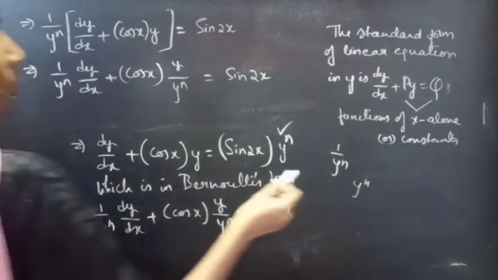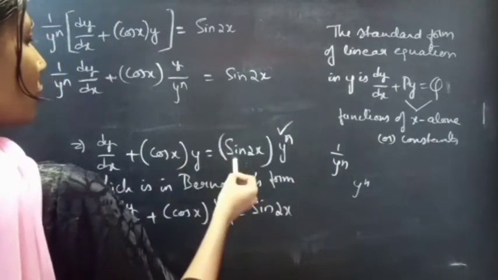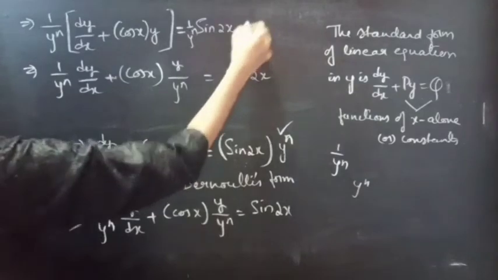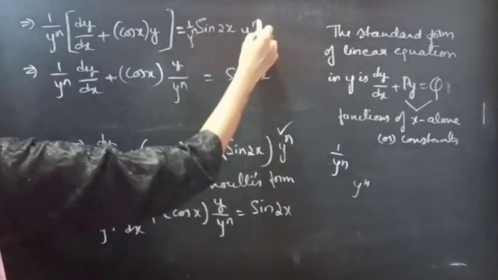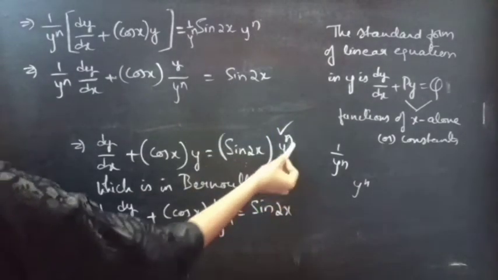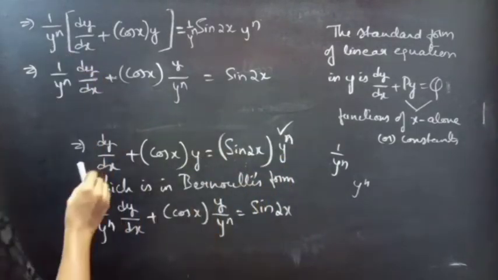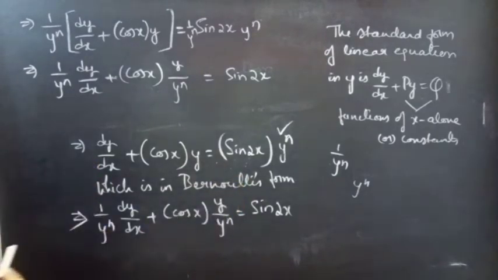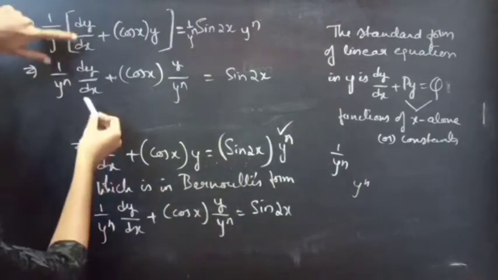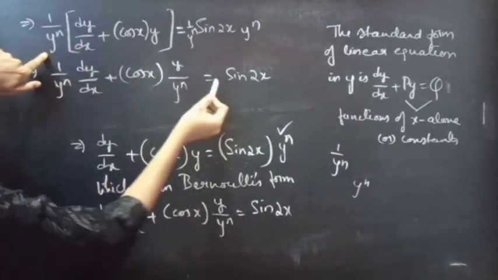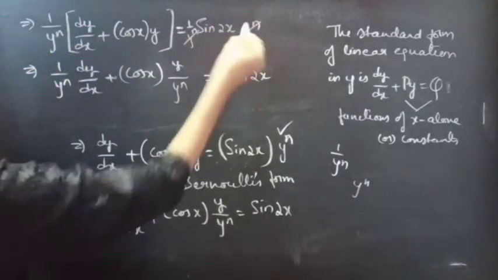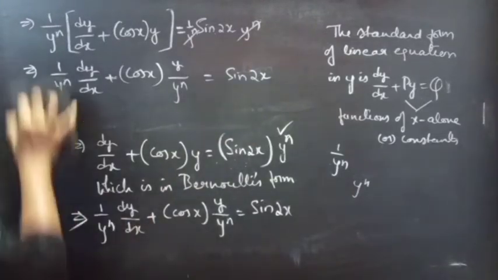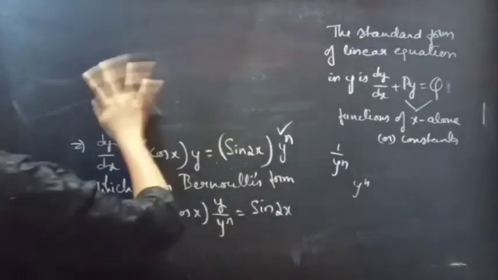Fine. Now, what happens if we multiply both sides of the Bernoulli's equation with 1 by y power n? See, in the RHS you'll have sin 2x into y power n in the Bernoulli's equation, right? We are just multiplying 1 by y power n to both sides of this equation. Then you'll get 1 by y power n into dy by dx plus cos x into y by y power n equals, here y power n gets cancelled, and again you'll get sin 2x, the same thing. You'll get the same equation.